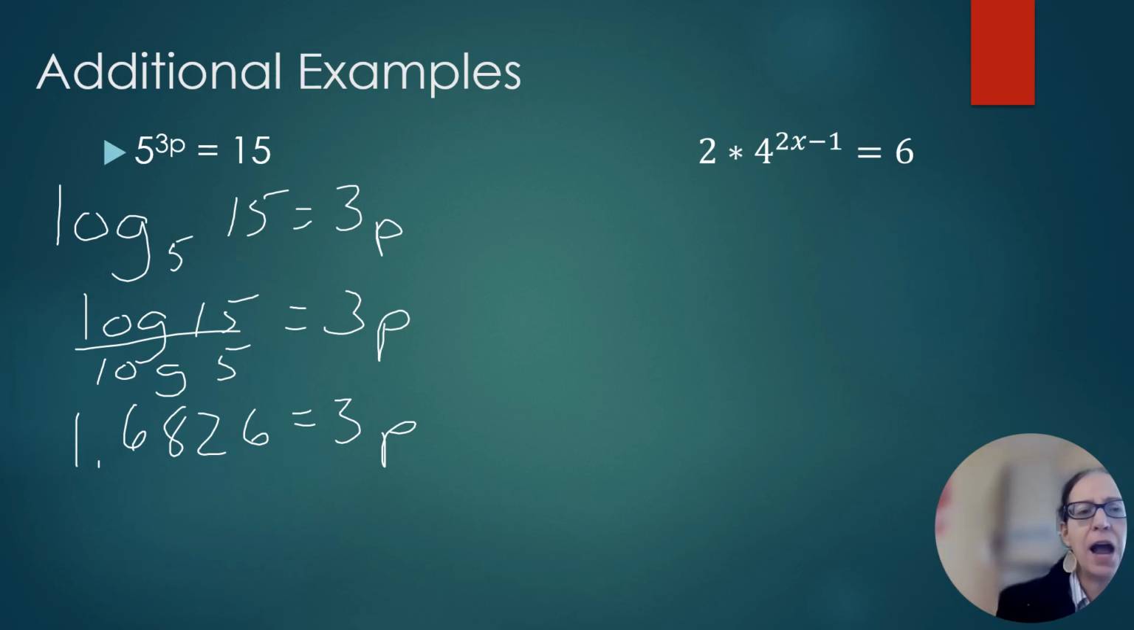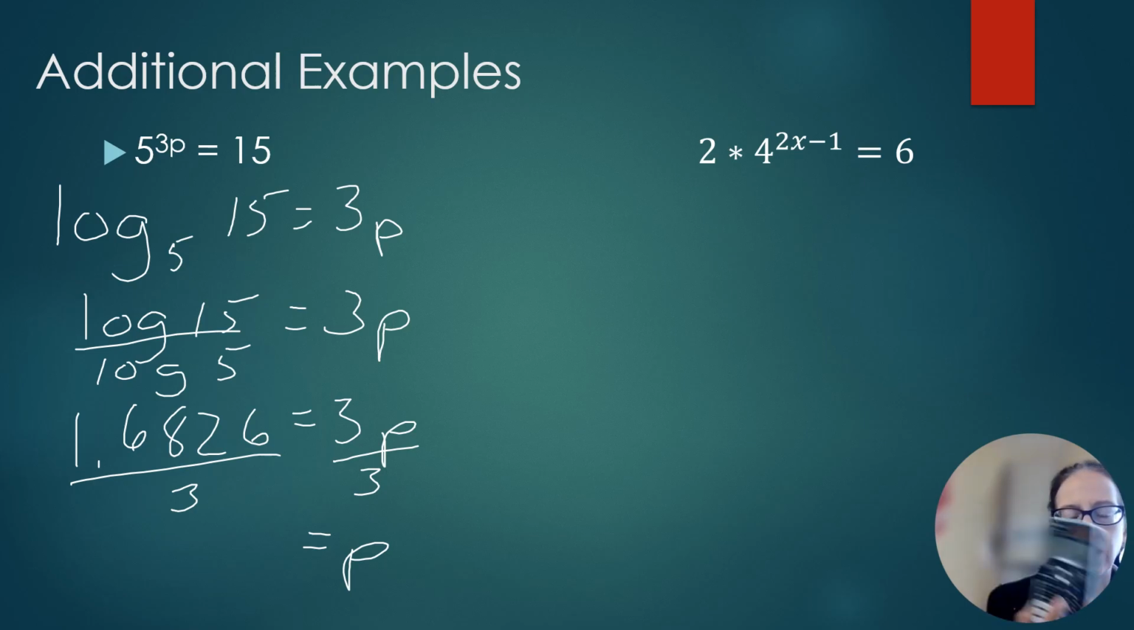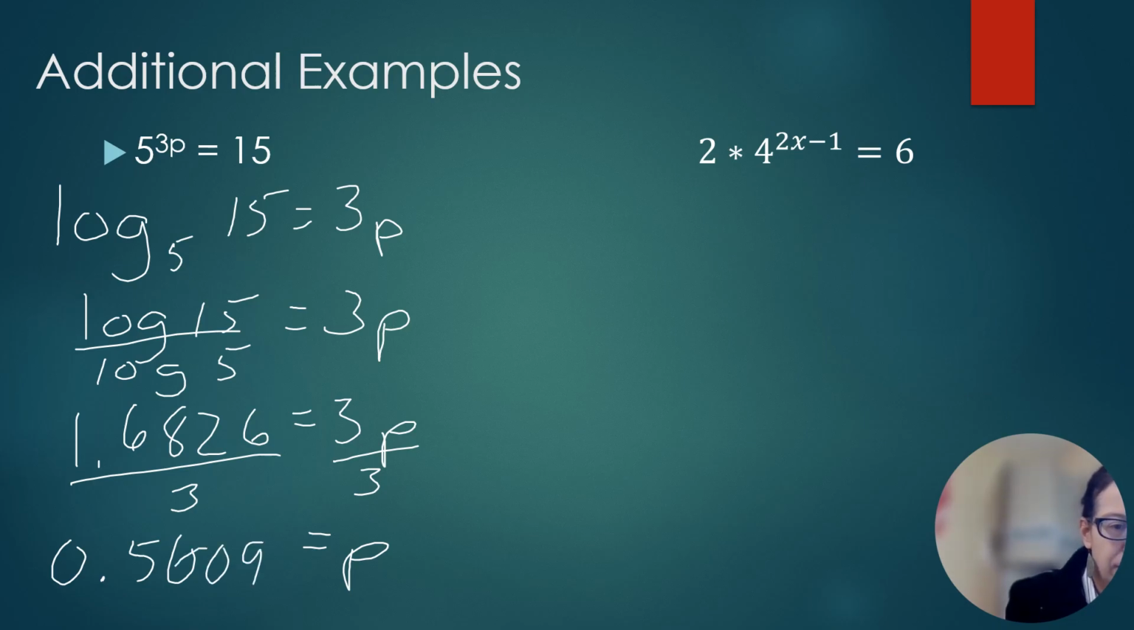So that's 3 times p. I'm going to divide both sides by 3. And hopefully you just keep that number on your calculator. You can't see it, but I've got it sitting on my calculator. So I'm just going to hit answer divided by 3. And I get 0.5609. That was messy. Let me see if I can do that 6 a little bit better. 0.5609. There we go.